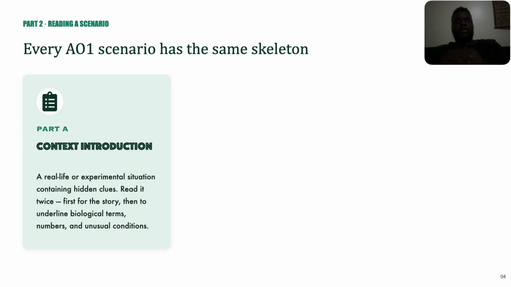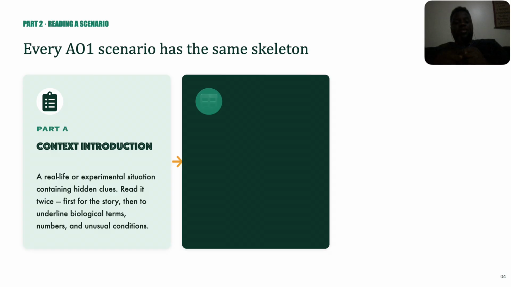When you are reading a scenario, ask yourself, what are the things that I'm supposed to see in this particular context that has been given to me? So when you're reading a scenario, my advice is read it first for the story, but then also find out the biological terms, the numbers or the conditions that are not normal that are happening in that particular scenario. The second thing that you're going to be given is data.